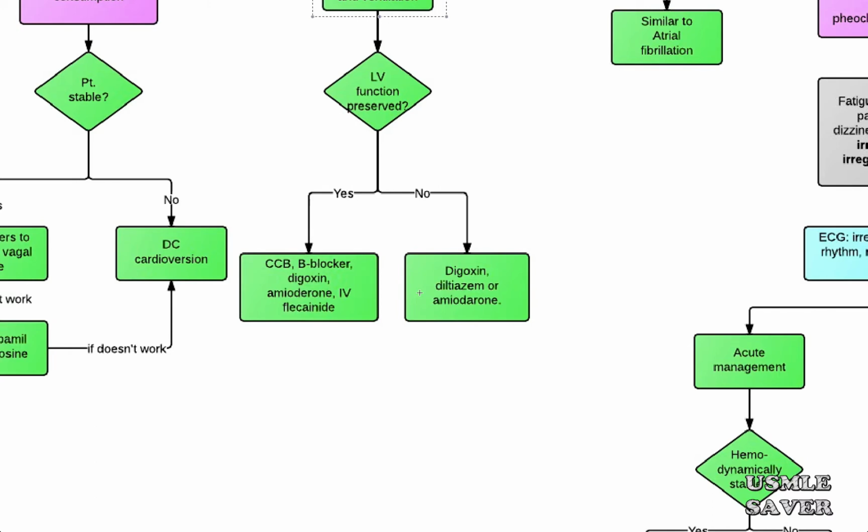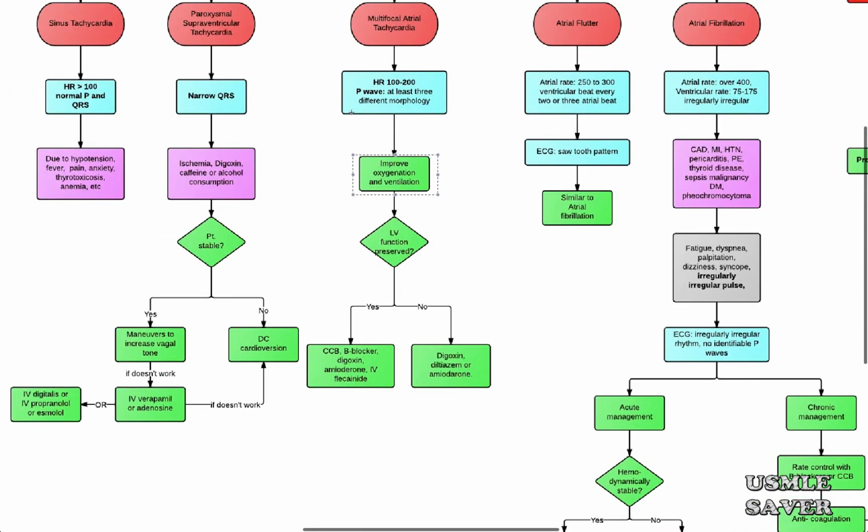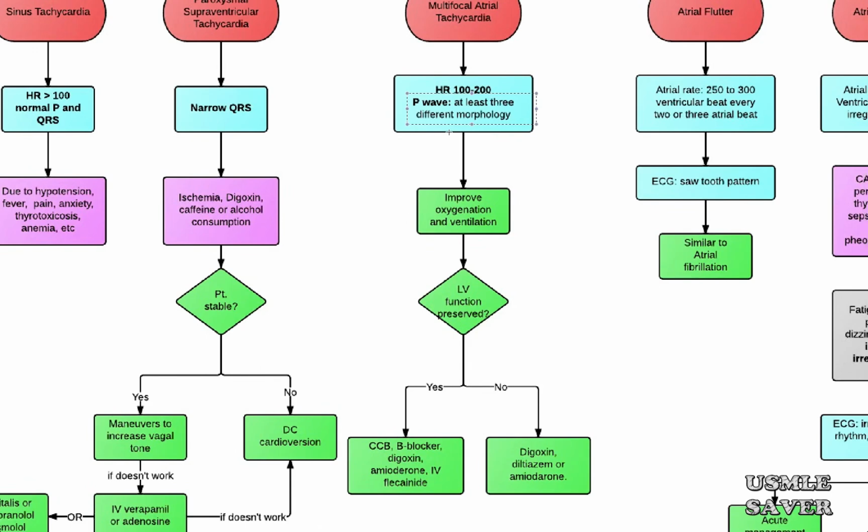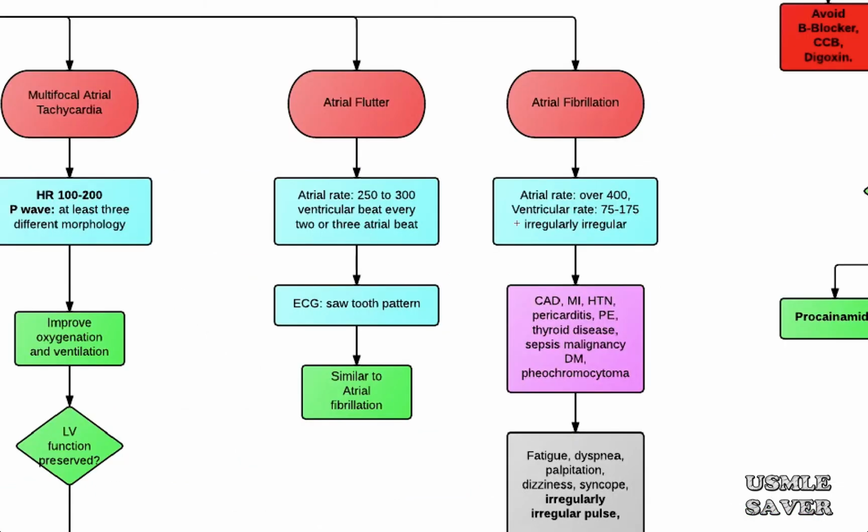So for multifocal atrial tachycardia, the main thing is at least three different P waves, and all these patients have respiratory disease. Let's move to atrial flutter. We will do atrial flutter and atrial fibrillation together since you want to know the main differences between these two. In flutter, atrial rate is 250 to 300 and ventricular beat is every 2 to 3 atrial beats. In AFib, atrial rate is over 400 and ventricular rate is about 75 to 175.